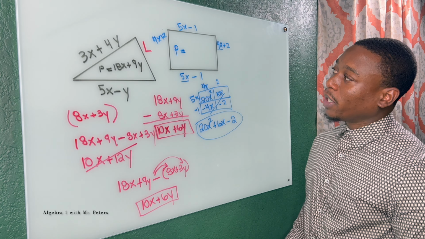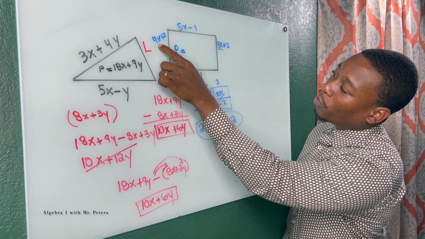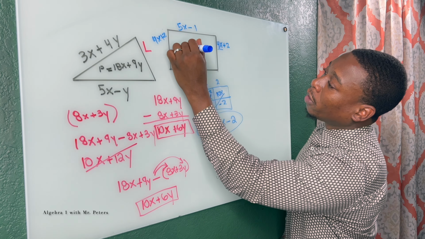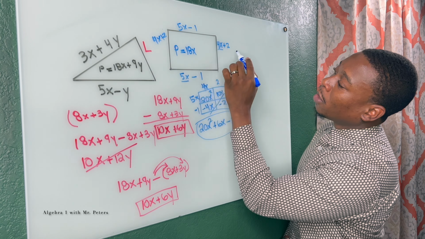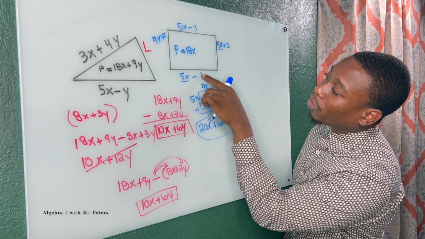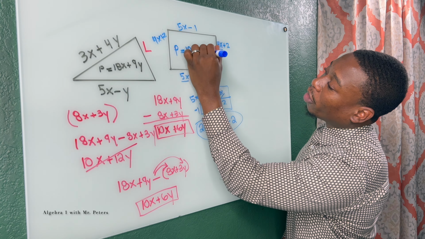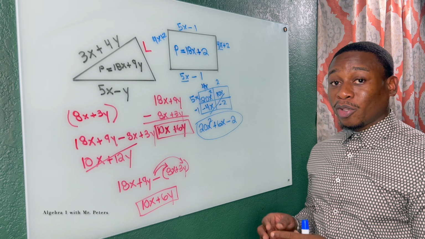So what does perimeter mean? 5x plus 5x is 10x, plus 4 is 14, plus another 4 gives me 18x. 2 plus 2 gives me 4. When we do 4 minus 1, that gives me 3. We subtract the other one, that gives me 2. So I know my perimeter is 18x plus 2.